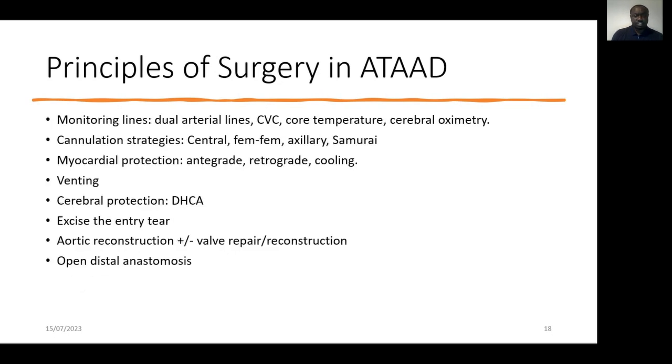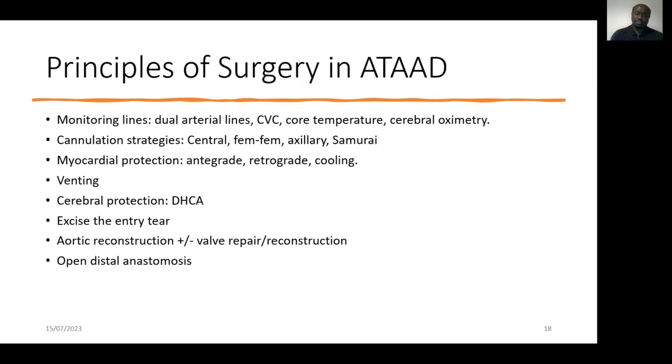In theater, we try to monitor them with dual arterial lines, so one arterial line on the left side of the body and one on the right side of the body. Because we know the right side of the body has the brachiocephalic, and the left side of the body is the arch, descending arch, and the left subclavian. So if you're going to clamp the aorta or something in the arch, you need to know that the blood supply to the right side and brain is fine, and the left side is fine, which is the end organs down.